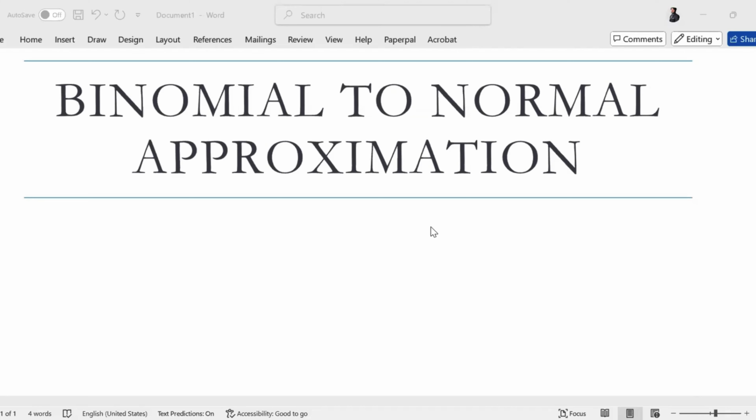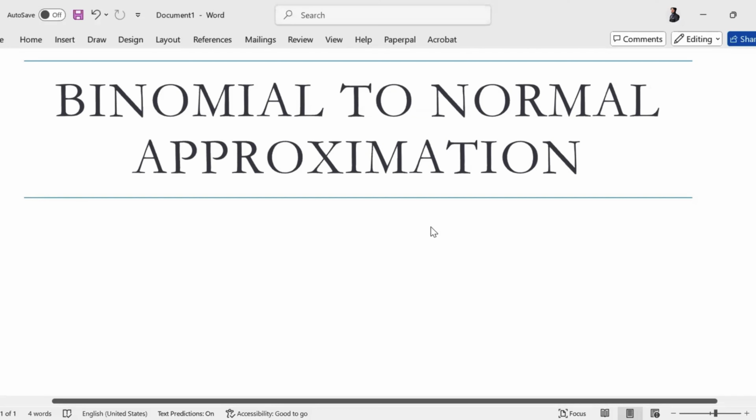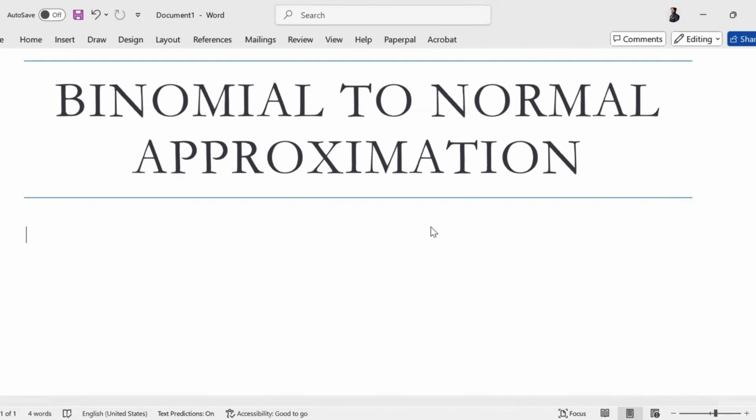Students, today the topic that we're covering is the approximation from binomial distribution to normal distribution. As we already know, binomial distribution is specific to a discrete random variable, and the normal distribution caters to a continuous random variable. So let's have a look at the graphical look of a binomial distribution.